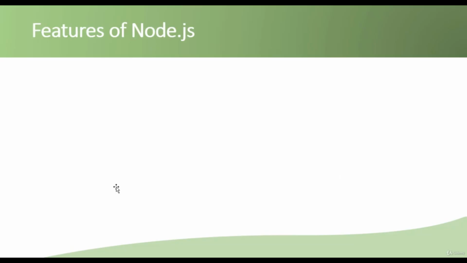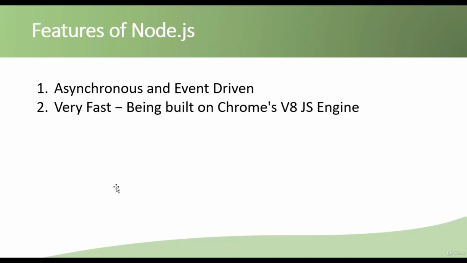Next, we have some features of Node.js. First of all, asynchronous and event-driven. We are also going to discuss this in our next section, when we will discuss the behind the scenes of Node.js. So don't get confused with it right now. Next is very fast, being built on Chrome's V8 JS engine. Node.js is really fast because it is built on Chrome's V8 JavaScript engine.